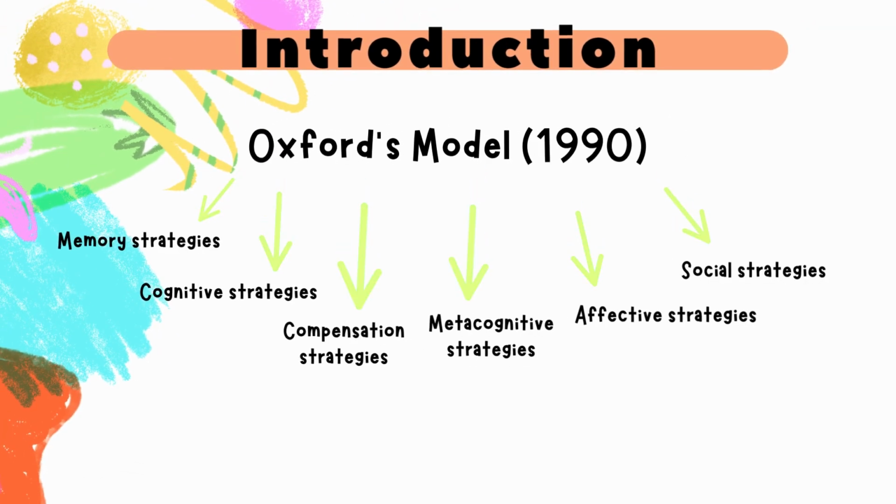Our Learning to Learn module is based on Oxford's model of language learning strategy. There are 6 categories in this model: memory strategies, cognitive strategies, compensation strategies, metacognitive strategies, affective strategies, and social strategies. This model has become extensively used in language teaching and learning because it gives a realistic direction for both teachers and students to improve the language learning process.